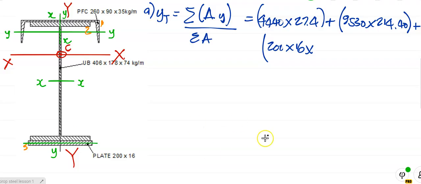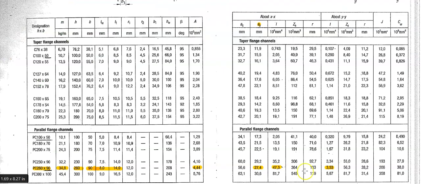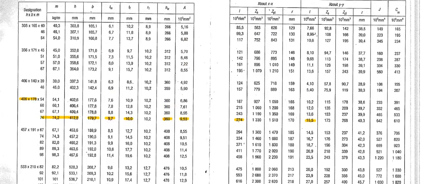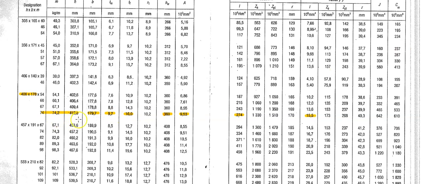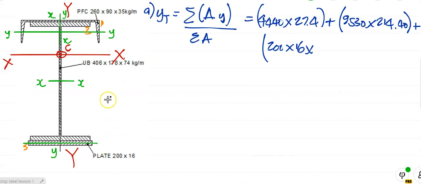So it's 8 plus, and I need to work out the full height of the I section. The full height of the I section is 412.8. 412.8 plus, and of course we need to add in the thickness of the web of the channel, which is 8 millimeters. So it's 8 plus 412.8 plus 8, which is equal to 428.8.